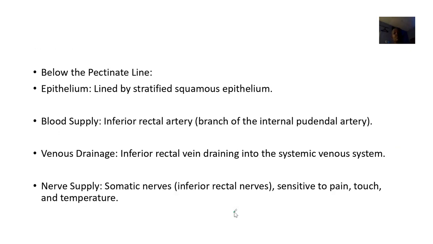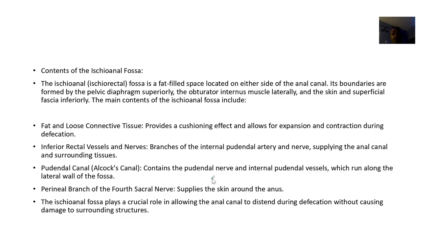Now discussing below the pectinate line, the epithelium is lined by stratified squamous epithelium. Blood supply is the inferior rectal artery, which is a branch of the internal pudendal artery. Venous drainage is the inferior rectal vein draining into what? The systemic venous system. The nerve supply is what? Somatic nerves, the inferior rectal nerves, sensitive to pain, touch, and temperature.